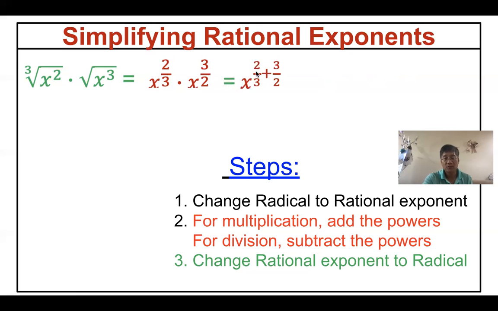Like this. 2/3 plus 3/2. When you add two different fractions, you have different denominators. You should find the common denominator, which is 2 times 3, 6, right? Then you change each fraction by using the common denominator. 2/3 is 4/6. 3/2 is 9/6. Now both of them have a common denominator. What do you do? You add the numerators, right? Which is 13/6.